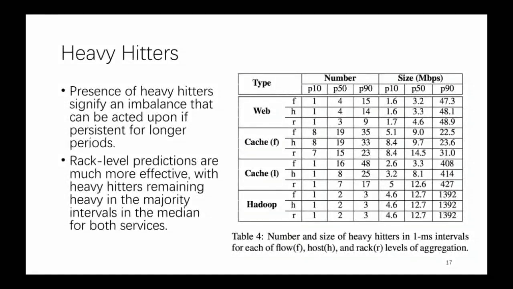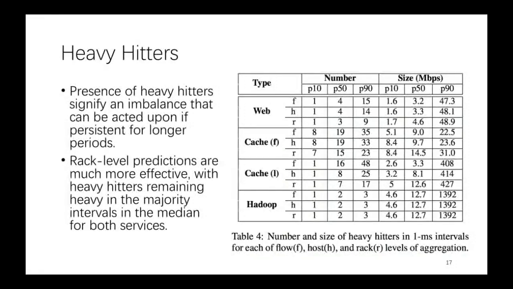We can see statistics regarding the number and size of the heavy hitters that constitute 50% of the traffic in 1 millisecond intervals for each of the 4 server classes. As we see, the Hadoop nodes are not that relevant, because with our heavy hitter definition, the results identify themselves as 1 to 3 types of nodes. Now, as we see from the table, rack level predictions are much more effective for both types of services, and host level predictions are much more useful for web servers rather than the cache nodes.